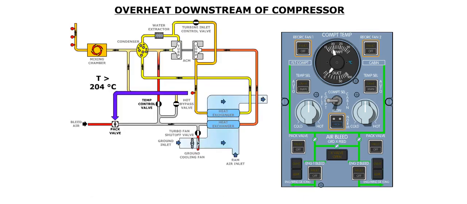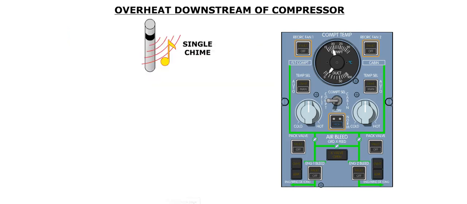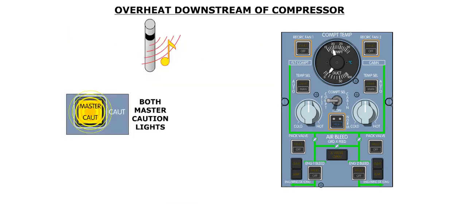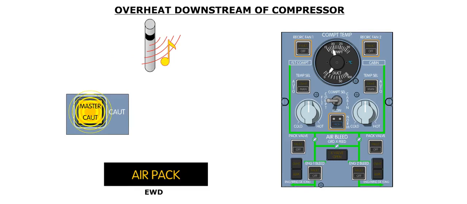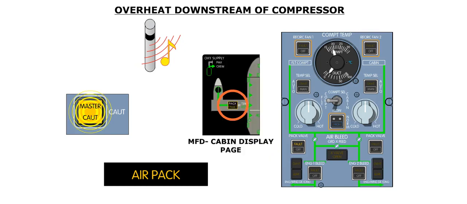If the temperature out of the compressor section of the pack exceeds 204 degrees Celsius, the pack valve will automatically close, and a flight warning system or FWS caution will be triggered. This consists of a single chime. Both master caution lights will flash. The fault light will illuminate in the associated pack valve push button. An amber air pack message on the EWD. And the associated pack indicator is displayed in amber on the MFD cabin page.